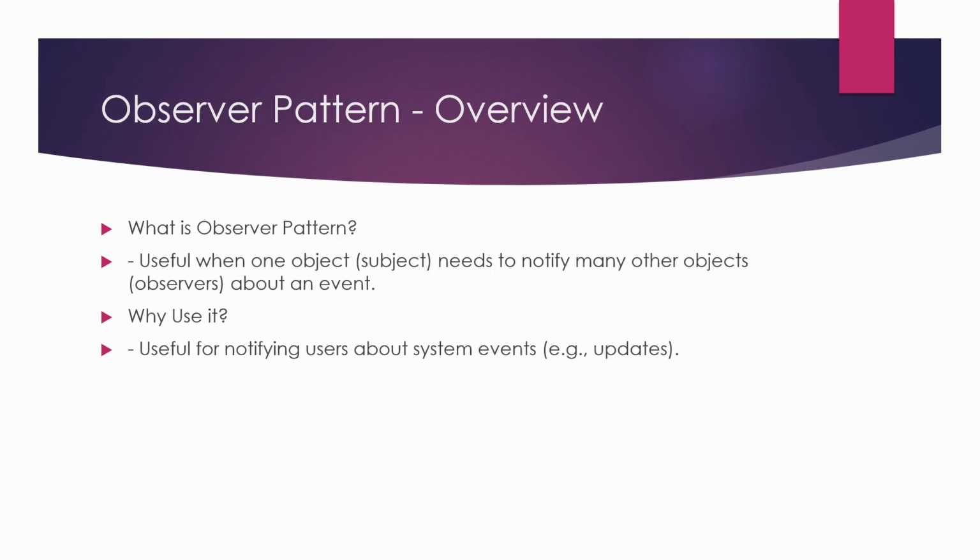Next, we have the observer pattern. We use it when our system needs to notify many users about specific events, such as sending updates. The observer pattern ensures that when one object, or subject, changes its state, all dependent objects are notified and updated automatically.